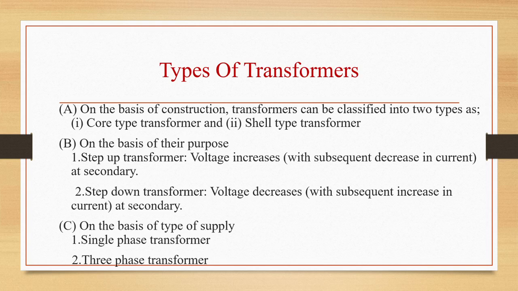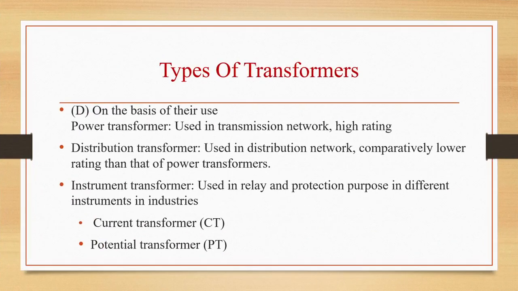Step up transformer is one in which voltage increases with a subsequent decrease in current at the secondary. Step down transformer is one in which voltage decreases with subsequent increase in current at the secondary. Then on the basis of type of supply, they are classified as single phase and three phase transformers. Then on the basis of their use, they are classified as power transformer, distribution transformer, instrument transformer.